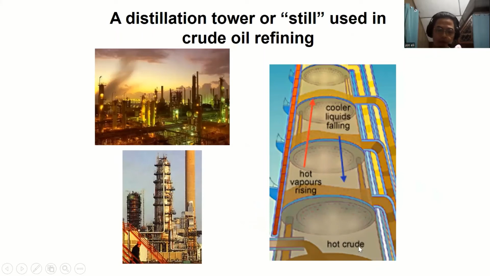Here is the hot crude oil. Hot crude oil is unprocessed oil, not yet taken from land or sea. Once it reaches its boiling point, it evaporates and the hot vapor rises. At the boiling point, once the hot vapor rises, it condenses into liquid.